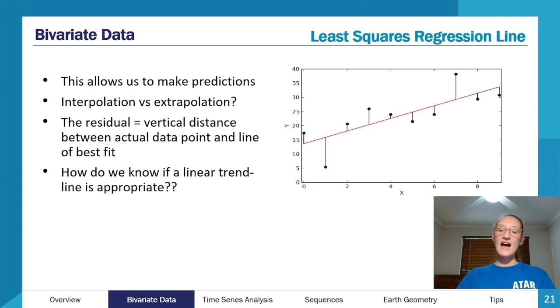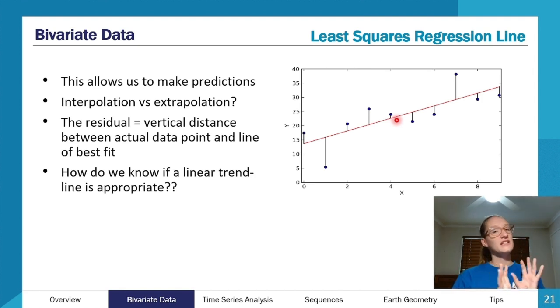And because we have this least squares regression line or trend line, we can use that to make predictions by substitution. So if, for example, you know the y-intercept and you know the slope and you want to know what y is when x is 4, you can just sub that straight into the equation. So let x equal 4, solve the equation and see what y would be, which would be this point about here on the line. So it'd probably be something in the low 20s.